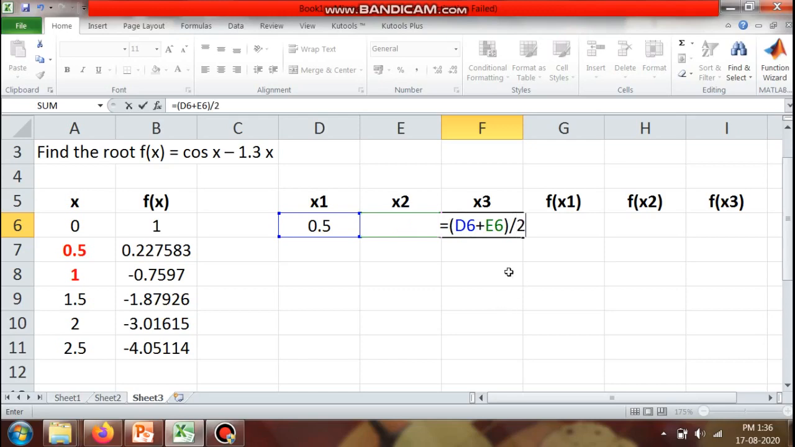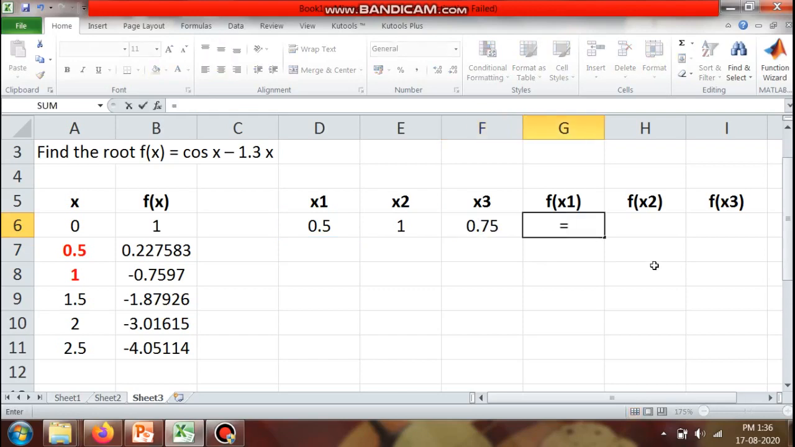And to divide the two values, you can use the forward slash, then 2, and after this you can press enter. You will get the value of the respective x3, which is 0.75.